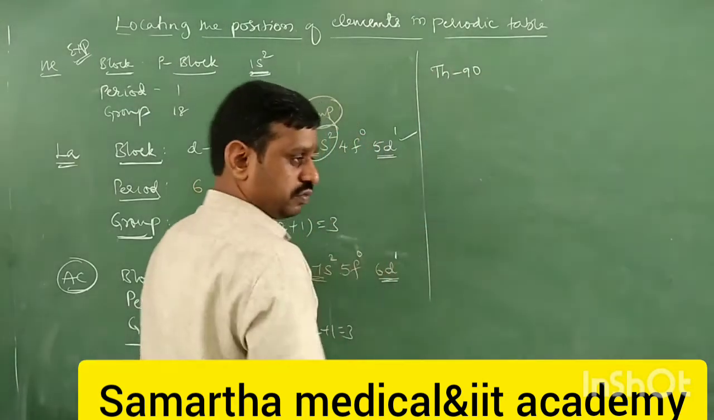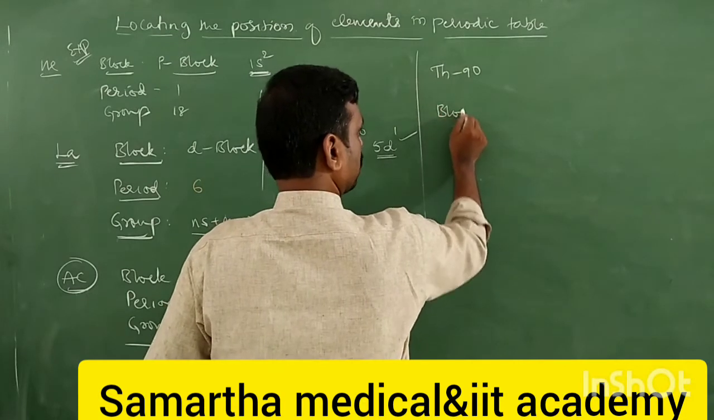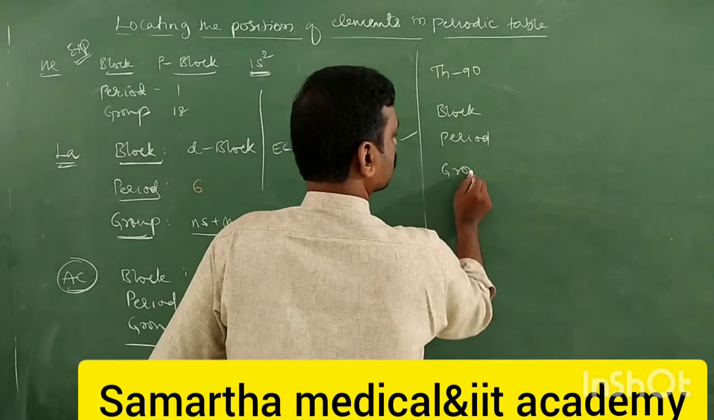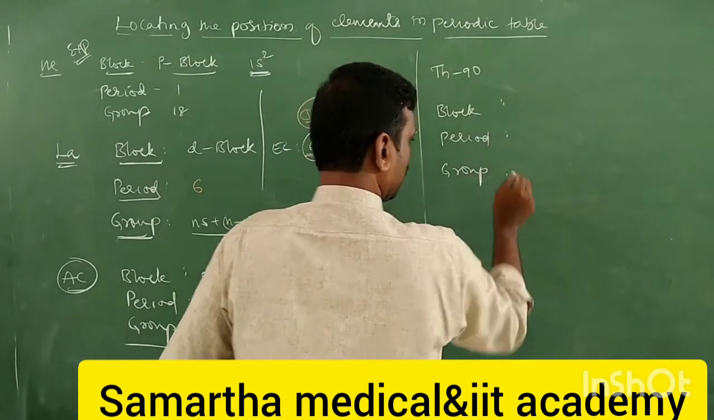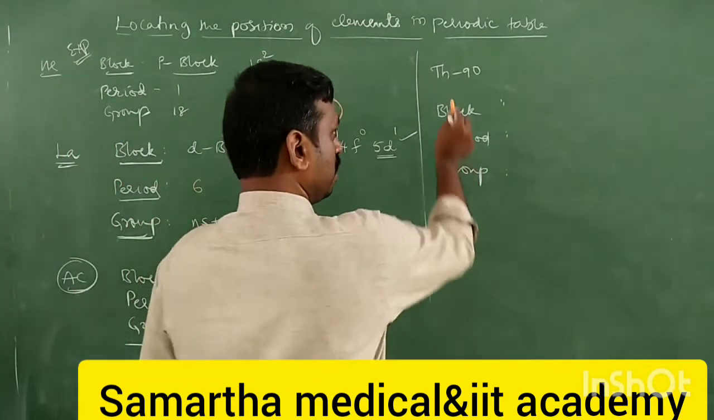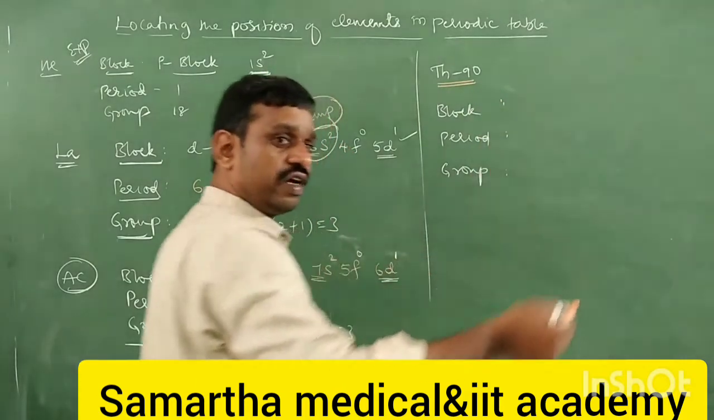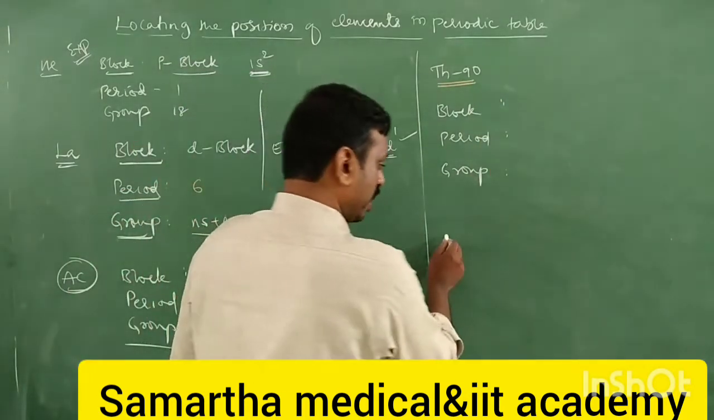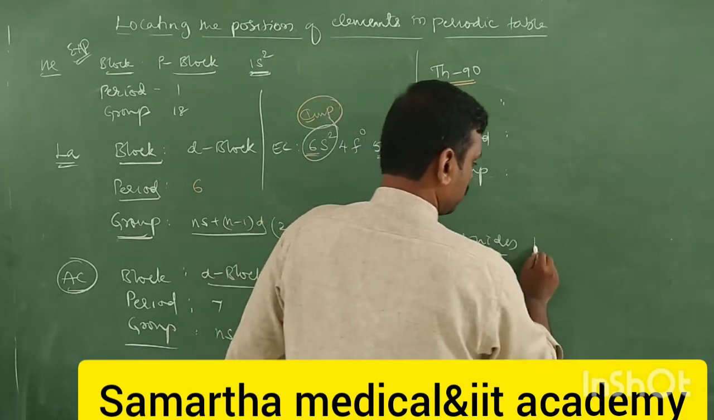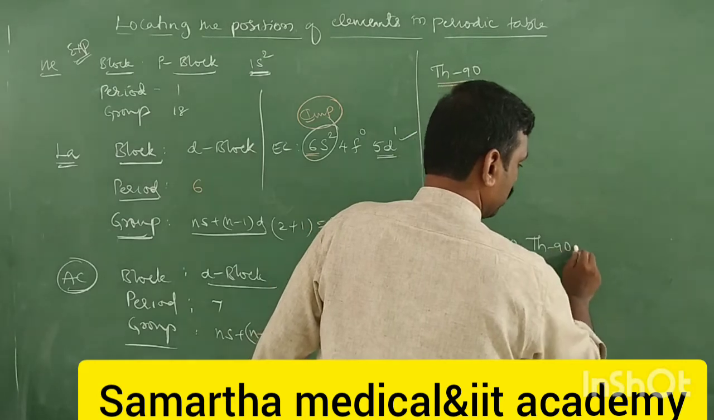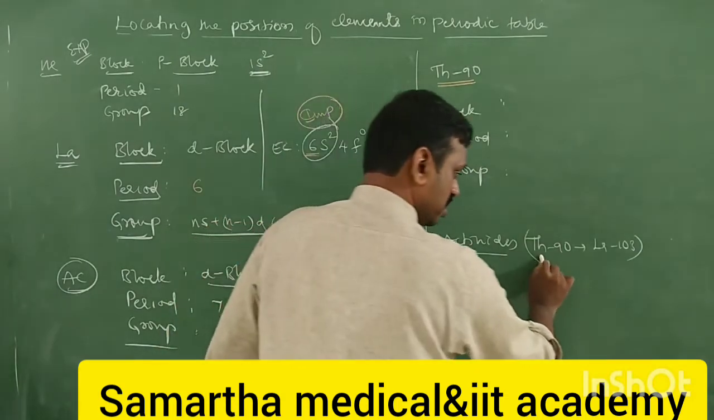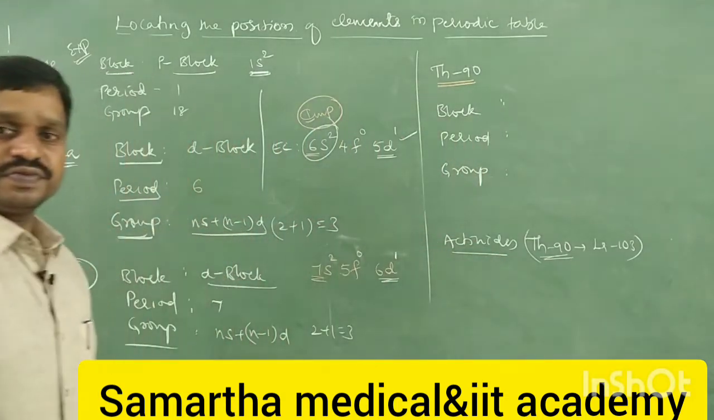Tell me first the block, period and group. Third group, 7th period. You need not write anything if you know lanthanides and actinides. Can you tell me whether thorium belongs to lanthanide or actinide? Actinide. Actinide starts from thorium, no? Thorium 92, lawrencium 103. So thorium is the starting element of actinoid, right?